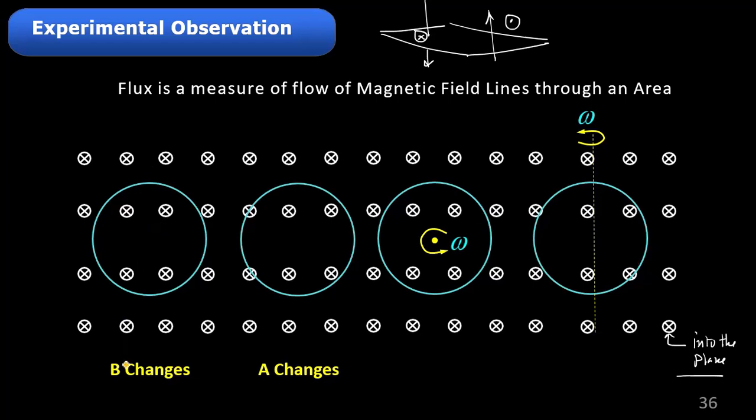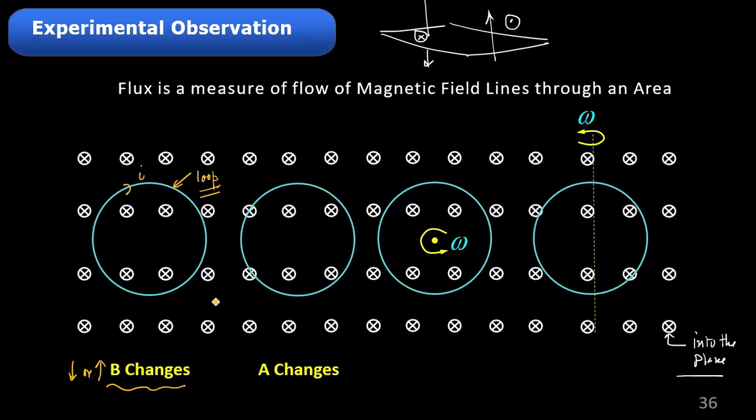And if I allow the magnetic field to change with time, once I place a loop inside it, this is a loop. I place a loop in a magnetic field, and I gradually change the magnetic field with time. The magnetic field may increase or decrease. What you observe is that when we increase or decrease the magnetic field, some amount of current will flow through the loop.